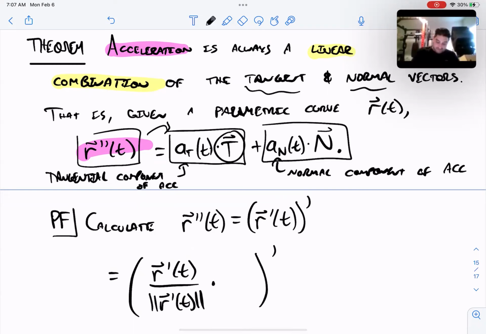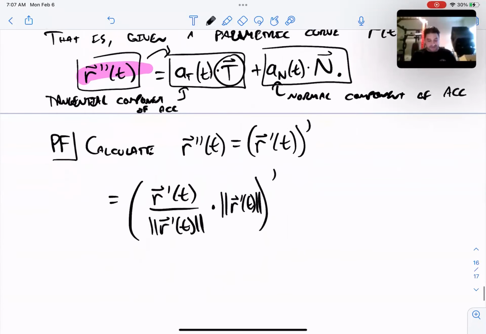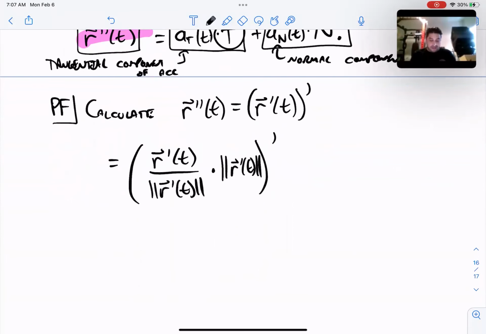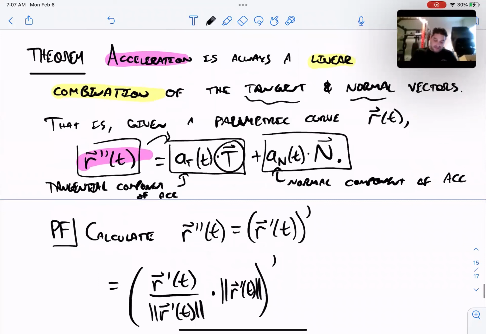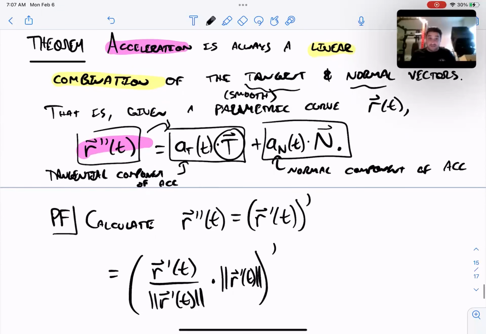But I can't just randomly divide by speed unless I also multiply by speed. Now I've kept my expression equal to the previous by multiplying and dividing by the same quantity. Notice here we are implicitly assuming it's smooth, because I'm assuming the tangent vector is defined. I'm assuming speed is not 0. I just divided by speed.